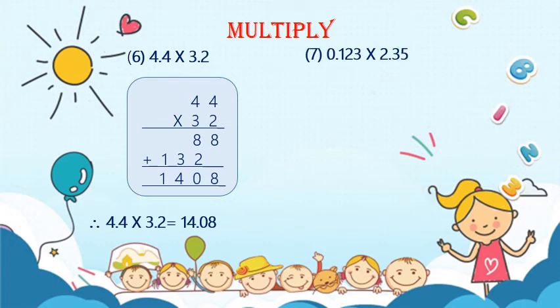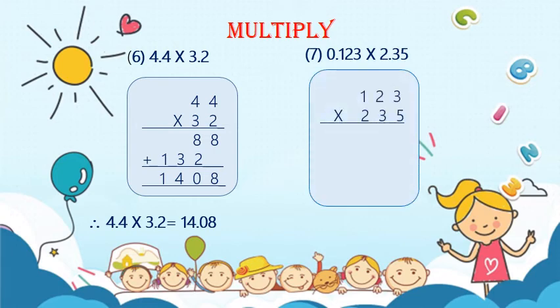Let's come to the next question, which is question number 7, and in this we have to multiply 0.123 by 2.35. Again we are multiplying two decimal fractions, so we will multiply them as whole numbers. So 0.123 will become 123, and 2.35 will become 235. So 123 multiplied by 235.